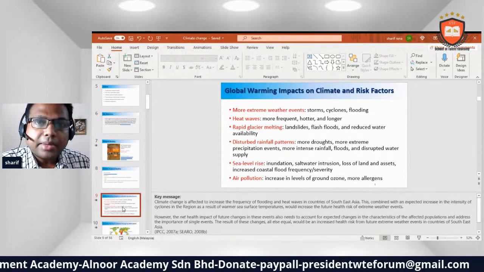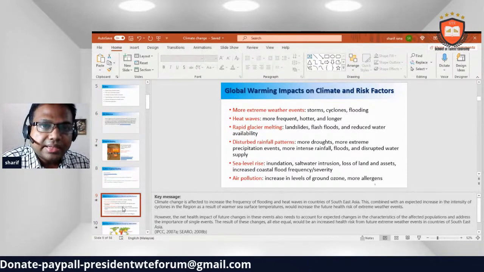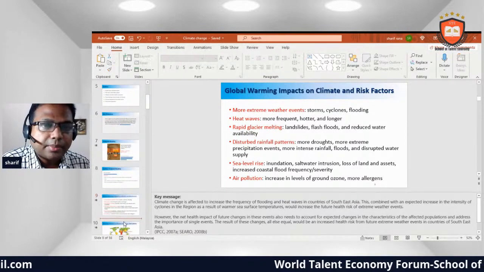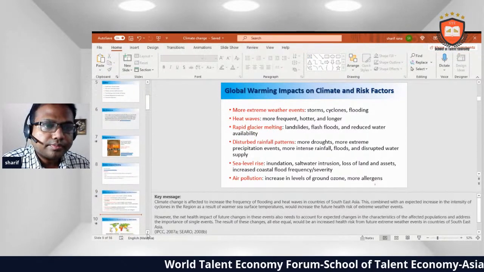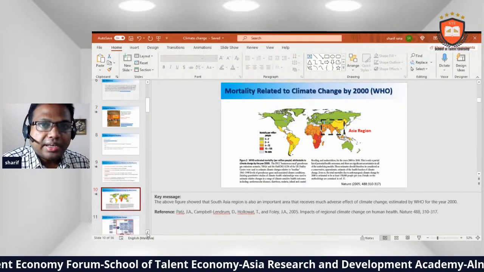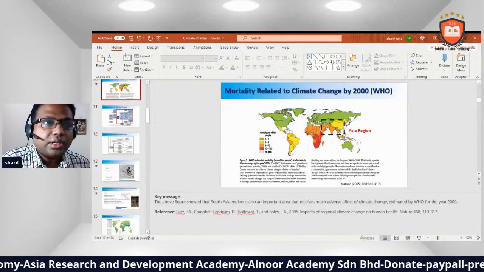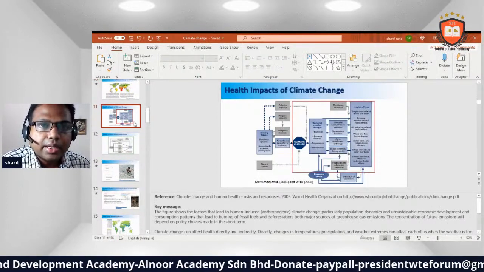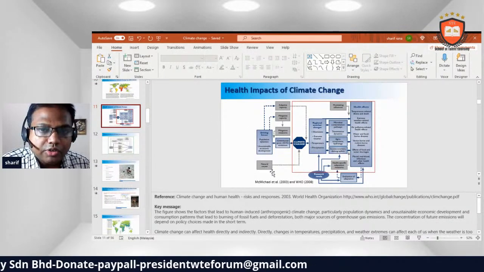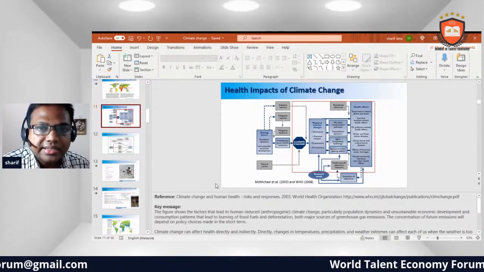Global warming impacts climate and the risk factors: more extreme weather events, heat waves, rapid glacier melting, disrupted rainfall patterns, sea level rise, and air pollution. These are the basic problems. Mortality related to climate change by 2000. These are the climate change issues, and where we can actually help in an effective way. Health impact of climate change. We are finding the driving force, adaptive capacity, mitigation capacity, greenhouse gases, climate change, and everything.